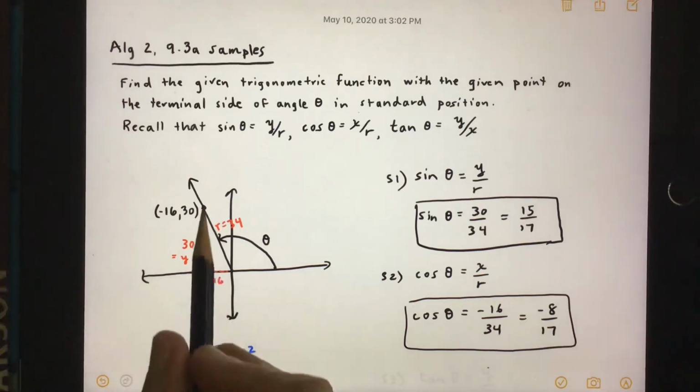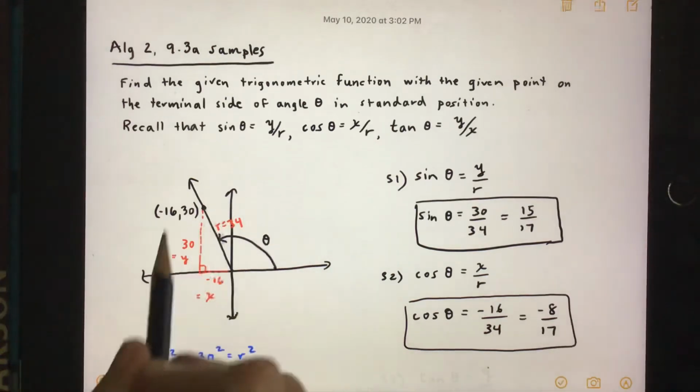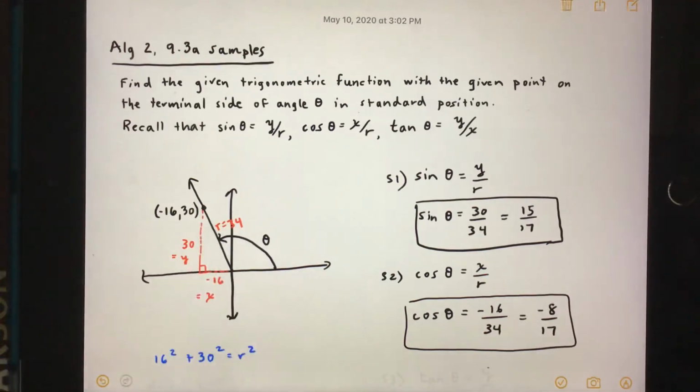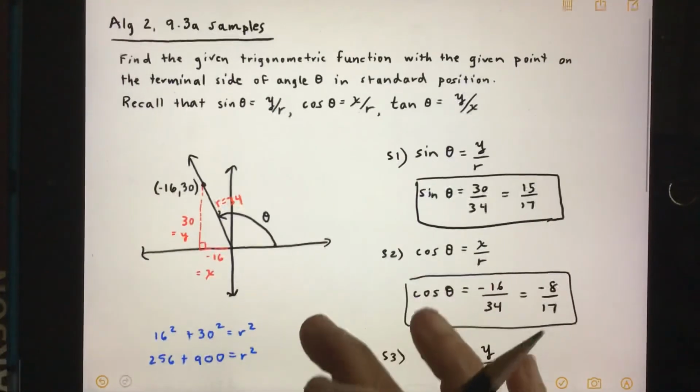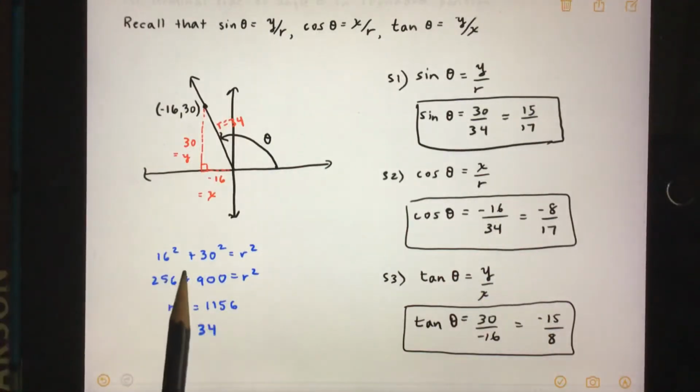Now I'm going to figure out the r. This comes from the idea that we can draw a circle through this point all the way around. This would be the radius of the circle, and we're going to find out how long that radius is using the Pythagorean theorem. So here I am using that: 16 squared plus 30 squared is equal to r squared. That's 256 plus 900 equals r squared. R squared is 1,156, and r is 34.